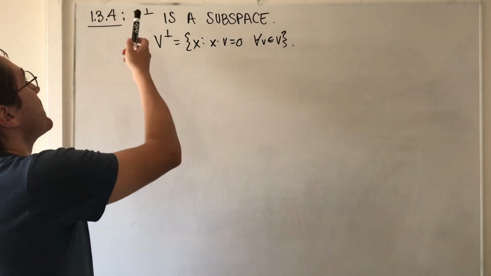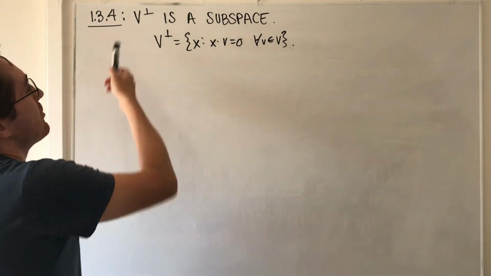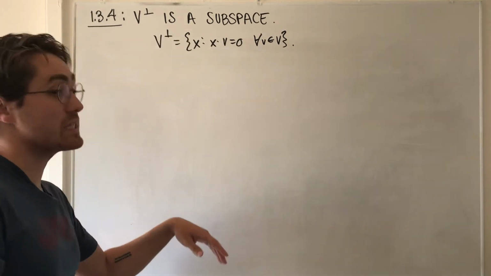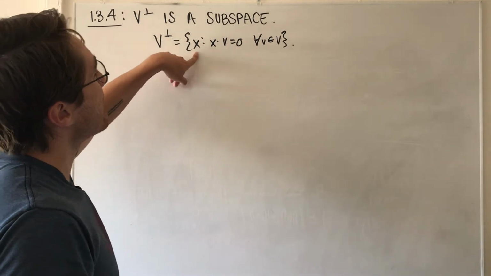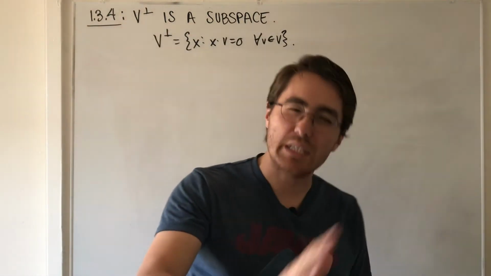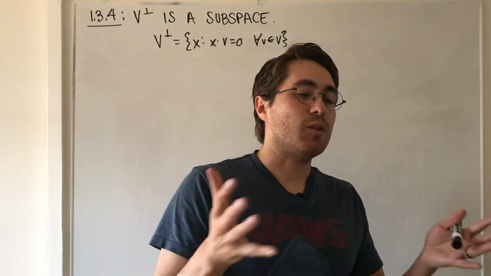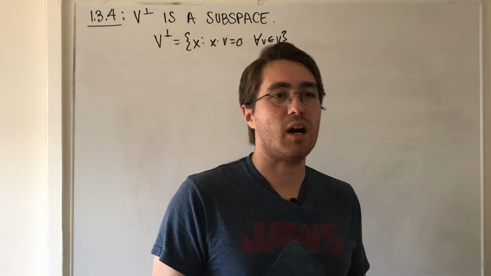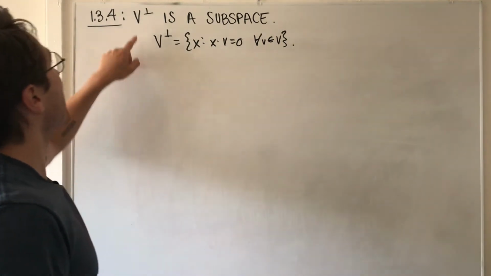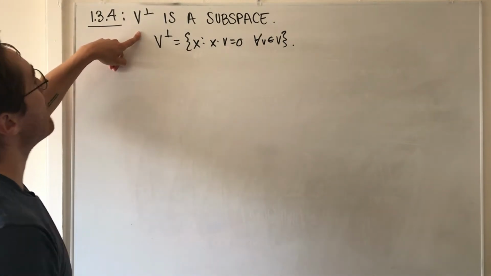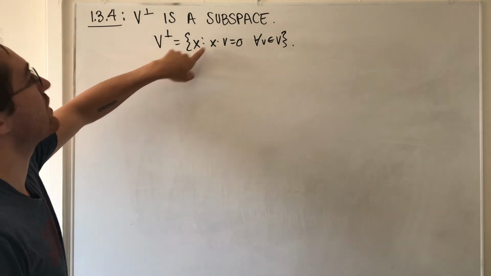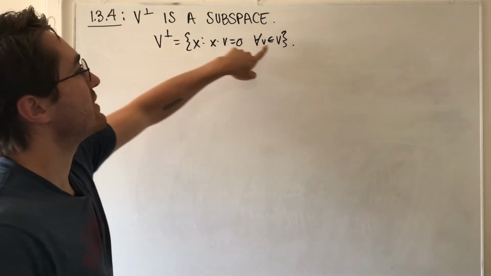We want to show that V-perp is a subspace. Just to refresh our memories, what's V-perp? If you remember from the section, it's defined as the set of all x's such that x dotted with v is equal to 0 for all v in V, where V is a subspace of Rn. So if you have some subspace V, it's orthogonal to this set, V-perp, which is defined as the set of all x's that are orthogonal to every element in V. That's all it is.